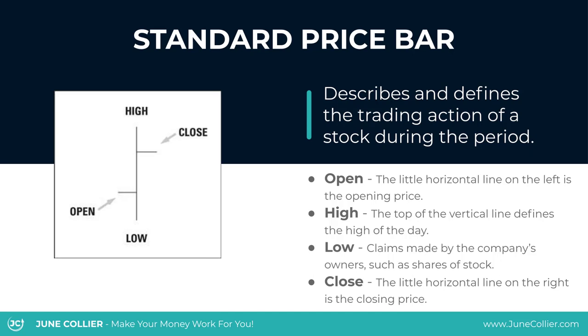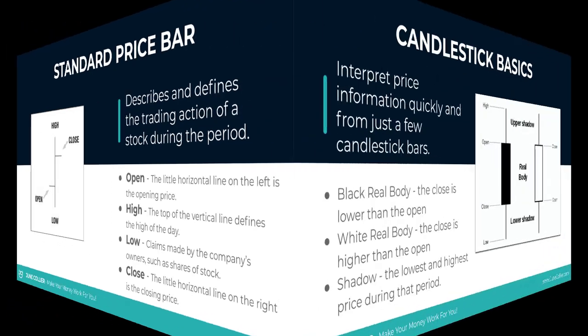The line extending to the left is the indicator of the price the stock opened at. The line extending to the right is the indicator of the price the stock closed at. The top of the line is the indicator of how high the price of the stock went, and the bottom of the line is the indicator of how low the price of the stock went.